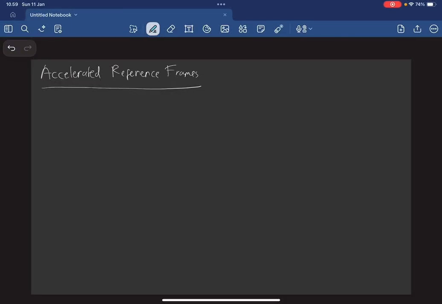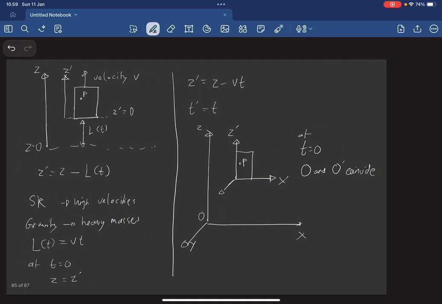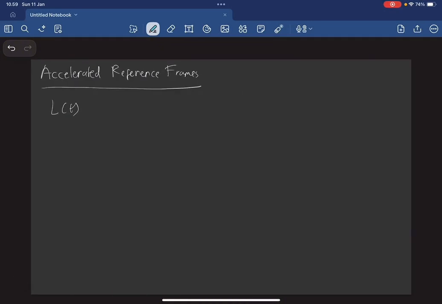Suppose that L(t), which is from the figure here, is increasing in an accelerated way. The height of the elevator floor is now given by L(t) equals 1/2 g t squared.